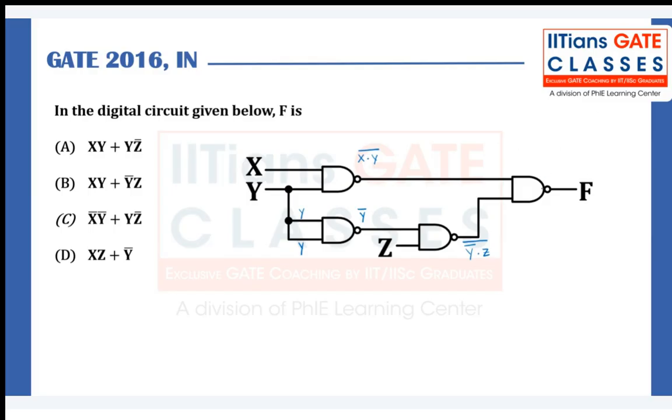So what is the final output Y? Y is your NAND gate. NAND gate means (A dot B) bar. What is A? A is coming from the first leg as (X dot Y) bar. B is from where? B is from here, (Y bar dot Z) bar. So (A dot B) bar. Okay, (A dot B) bar.